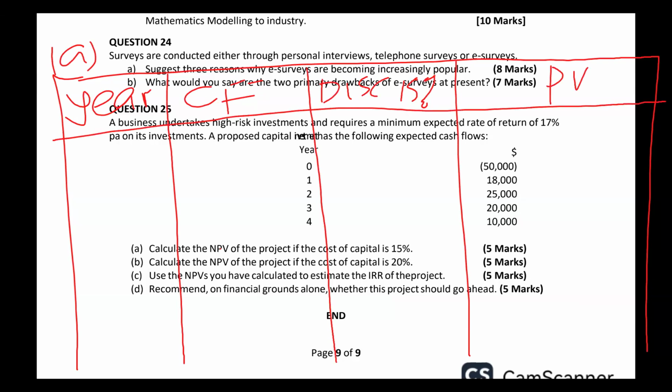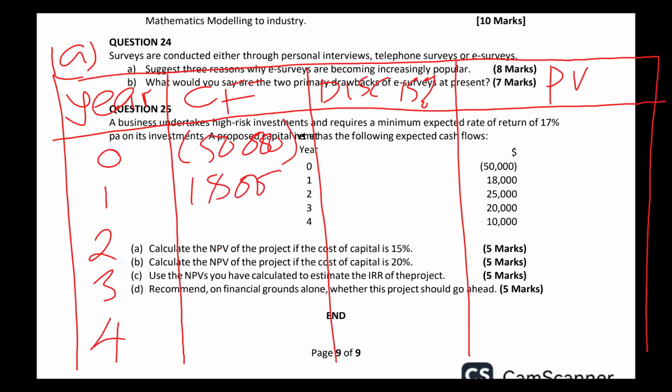How do you find the net present value? Part A of the question. Let's start. You have the cash flows. The years are 0, 1, 2, year 3, and year 4, yeah? Yes, sir. Then the cash flows are given in year 0 is negative 50,000. Can you see that? In the first year, you have 18,000. In the second year, you have 25,000. You have 20,000 in the third year and 10,000 in the fourth year. Okay? Tell me we are good up to here.